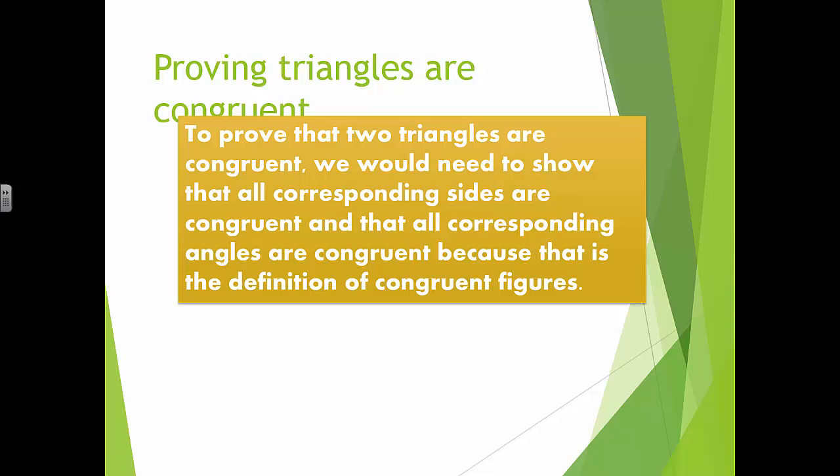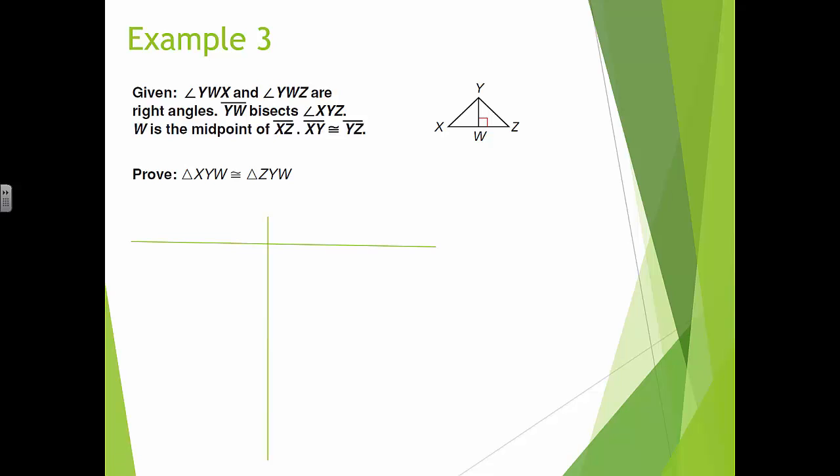Okay, that's in the way here, but to prove that two triangles are congruent, we need to show that all of the corresponding sides and all of the corresponding angles are congruent, because that's the definition of congruent figures. So now we're going to walk through how you would prove that two triangles are congruent. First let me put statements here and reasons here.